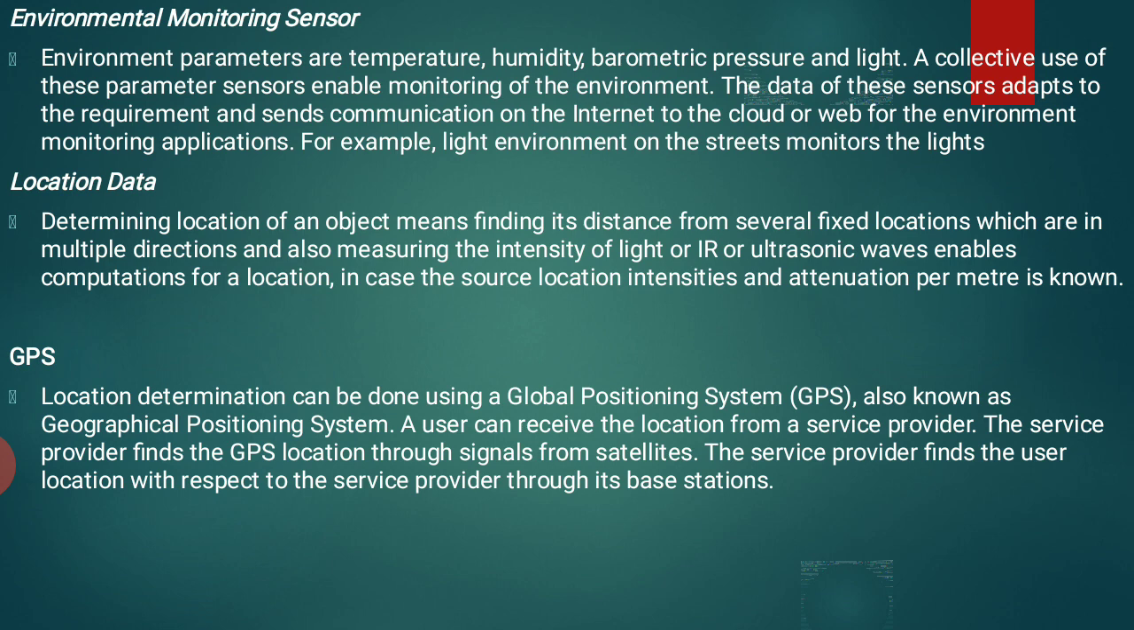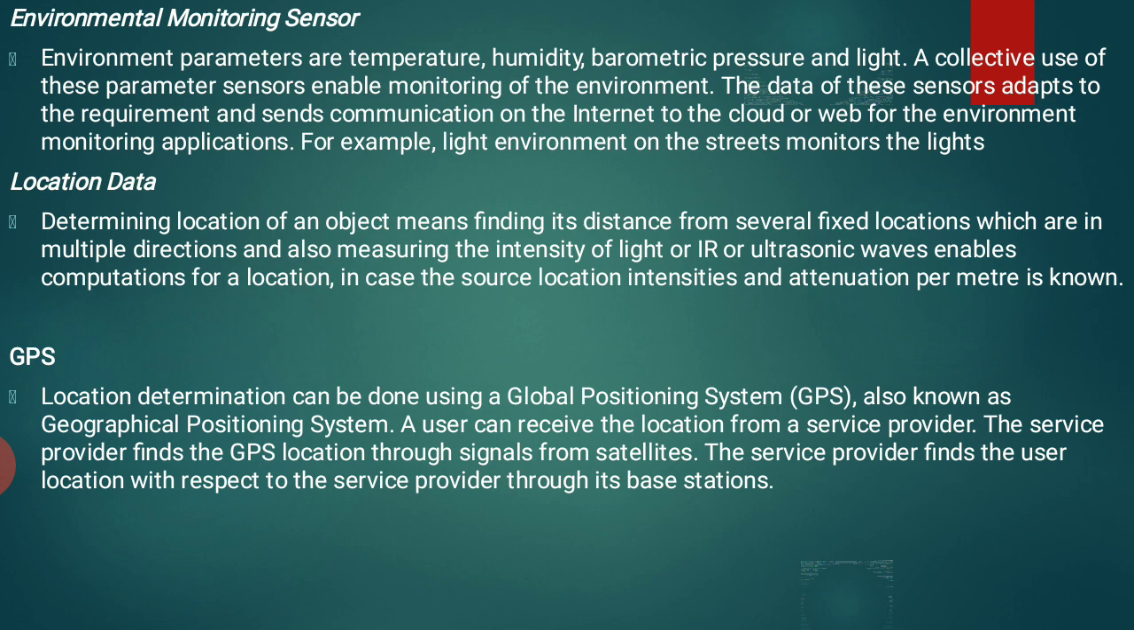Next, our topic is GPS. Location determination can be done using the global positioning system. So we have to identify the location. If you want to determine the location, it is possible through the global positioning system. This global positioning system is also known as the geographical positioning system.